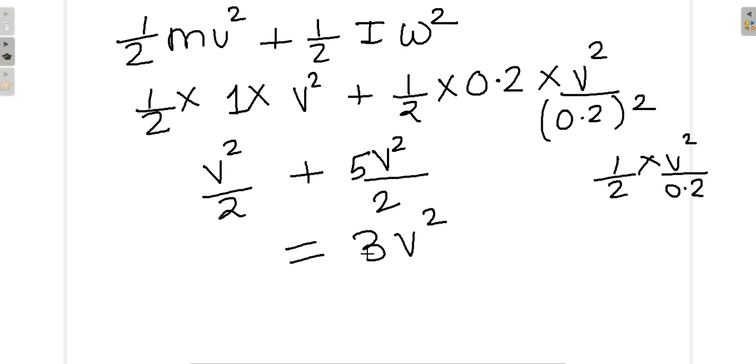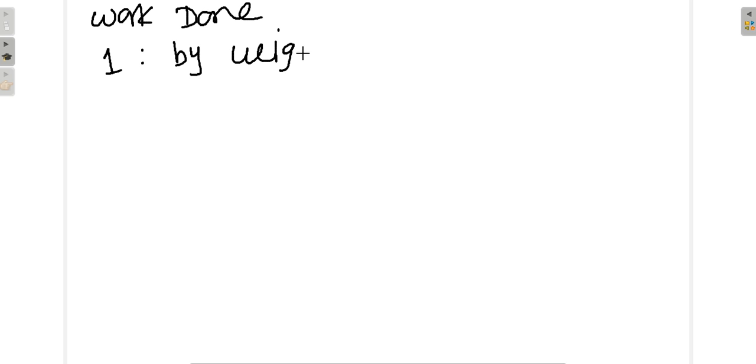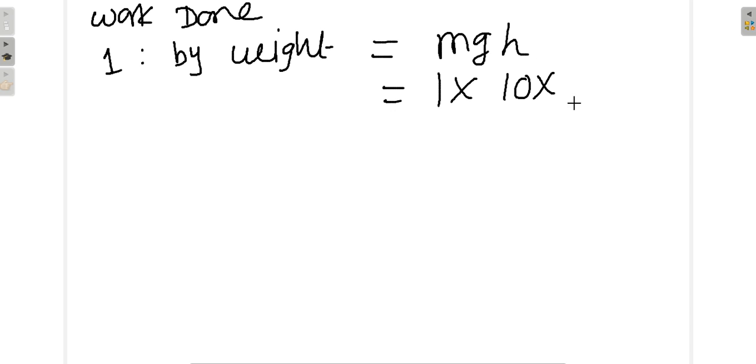So the change in the kinetic energy is 3v square, right? This is the change in the kinetic energy. Now we'll find the work done. Number 1 is work done by the weight. As the weight is descending, the work done by the weight is positive. So it is m into g into h. Mass is 1 kg, g is 10, and h is 10 centimeters, which is 0.1. That gives me 1 joule.